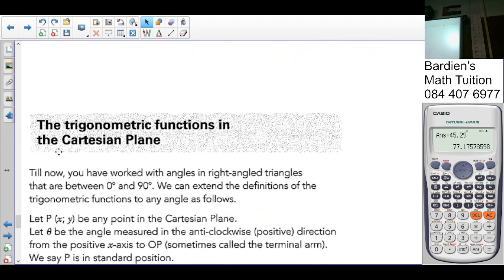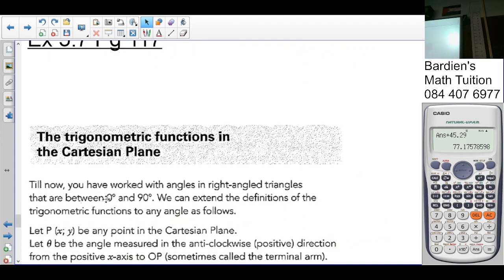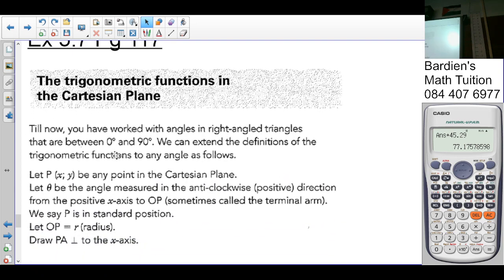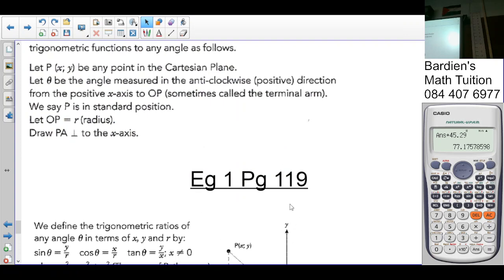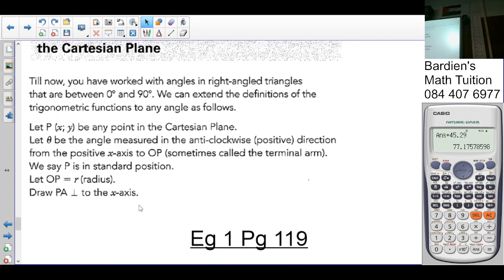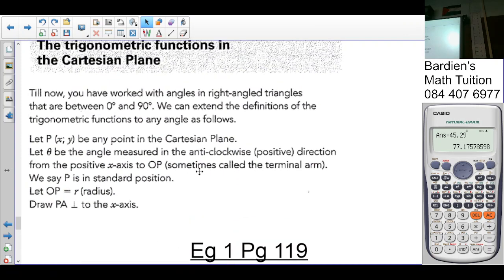Alright, so that's the end of it. So we started our trigonometric functions in the Cartesian plane. We haven't spoken about this yet. So, trigonometric functions in the Cartesian plane. Till now you have worked with angles in right angle triangles that are between 0 and 90 degrees. We can extend this definition of the trigonometric function to any angle as follows.